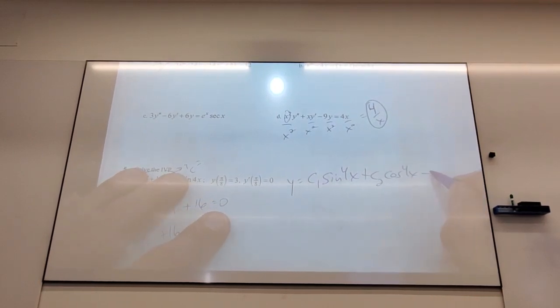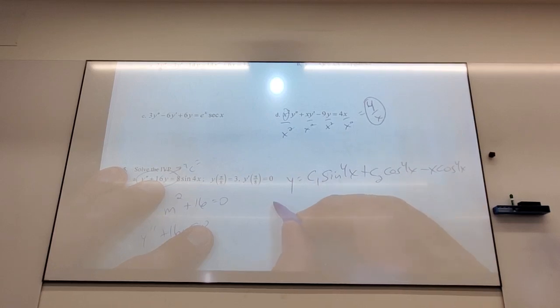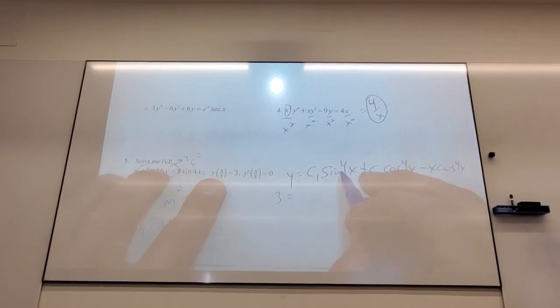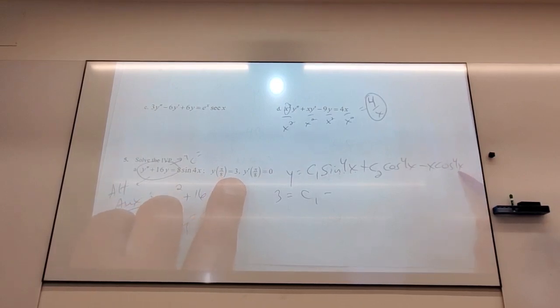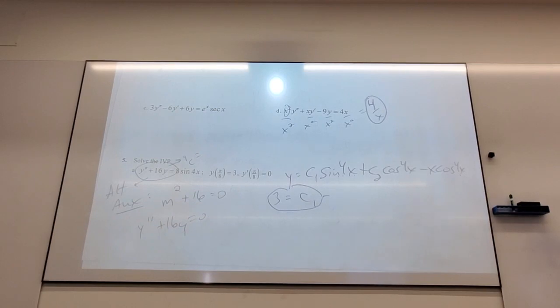So now I know that y of pi over 8 equals 3. So if I put a pi over 8 in there, real quick, what is sine of 4 times pi over 8? Sine of pi over 2? 1. And what's cosine of pi over 2? 0. So C1 is 3.